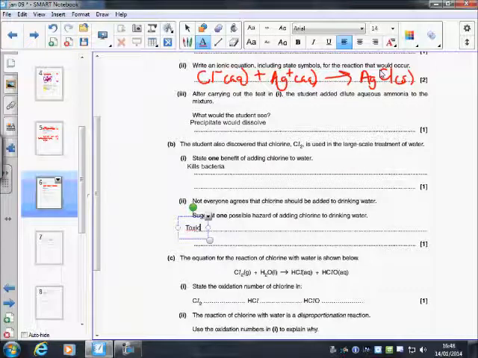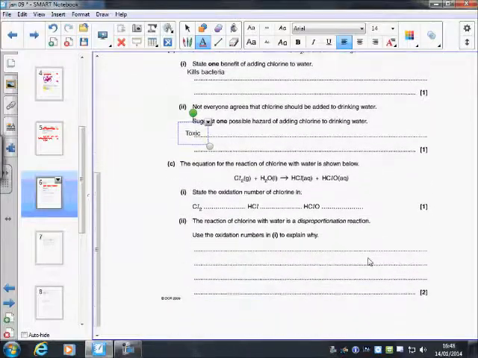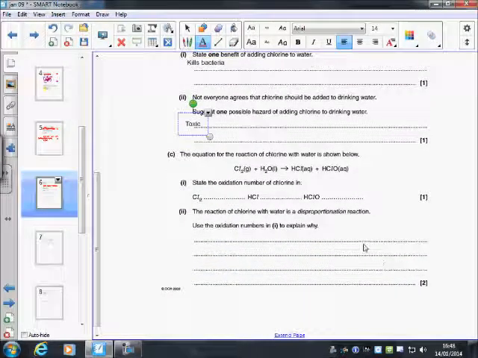Or you could put causes cancer through those chlorinated hydrocarbons. Or you could put poisonous. Any one of those for that 1 mark there. So now it's bringing in some redox.